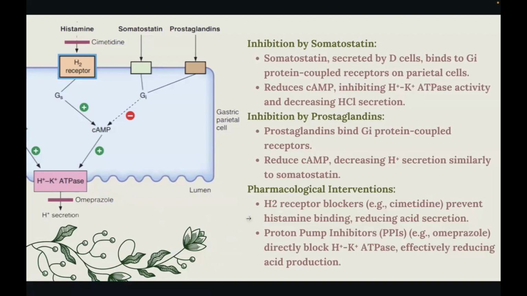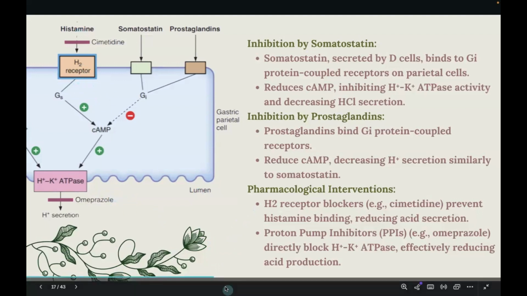Then there's another one, which is H2 receptor blockers, and these inhibit this one here. This will also reduce the acid secretion, but not to a huge level compared to the PPIs. PPIs are the main management technique here.